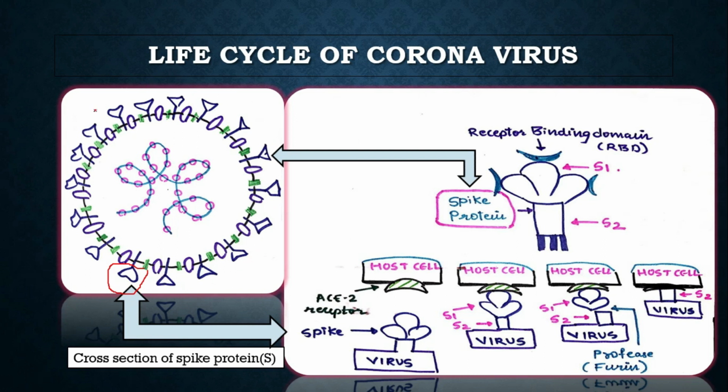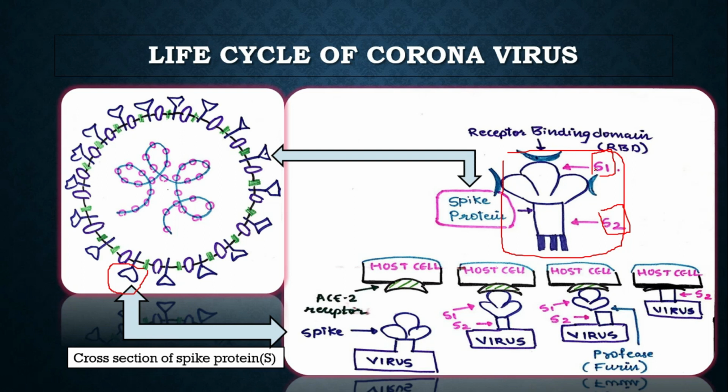Coronavirus is surrounded by that spike protein. This is a cross section of that spike protein. As you can see, this is the whole spike protein. It is divided into two parts, S1 which is the upper part and S2 which is the lower part. What is the function of S1? S1 helps in receptor binding, that is, it will bind to the receptor present on the host cell, which is the ACE2 receptor, angiotensin converting enzyme 2 receptor.